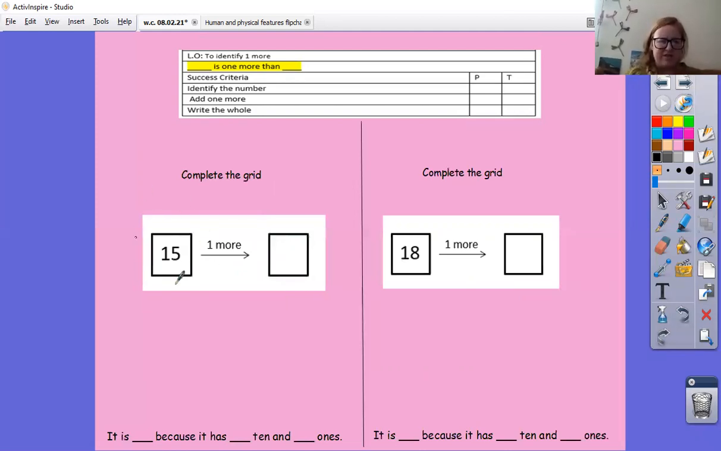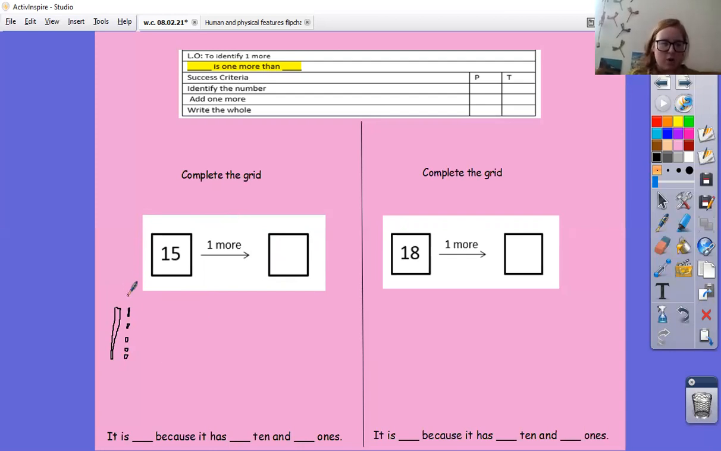Okay. I'm going to have a go at this one, then you're going to have a go at this one. So 15. Oh, 15. How can I represent that? Well, I know that 15 is the same as 1 ten. I'm going to draw my 1 ten out and 5 ones. 1, 2, 3, 4, 5. Fantastic. So I have 1 ten and 5 ones, and I want to represent 1 more.